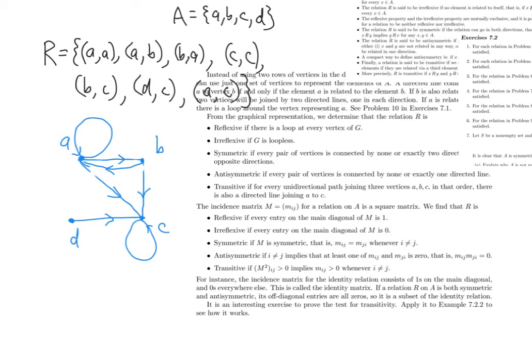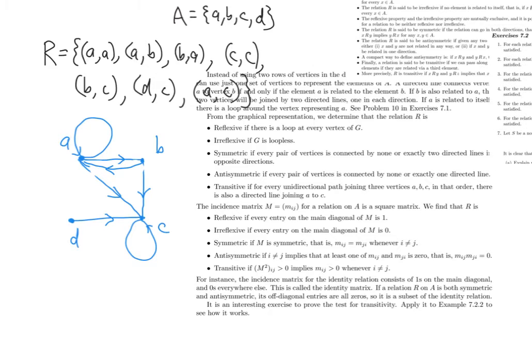Symmetric if every pair of vertices is connected by none or by exactly two directed lines in opposite directions. So for example, A and D are not connected by edges at all, so that doesn't violate the definition of symmetric. It just means we don't need to really consider them. They're not getting in the way. But because we have AC in the relation, we need to have CA in the relation. That's what's preventing this relation from being symmetric.